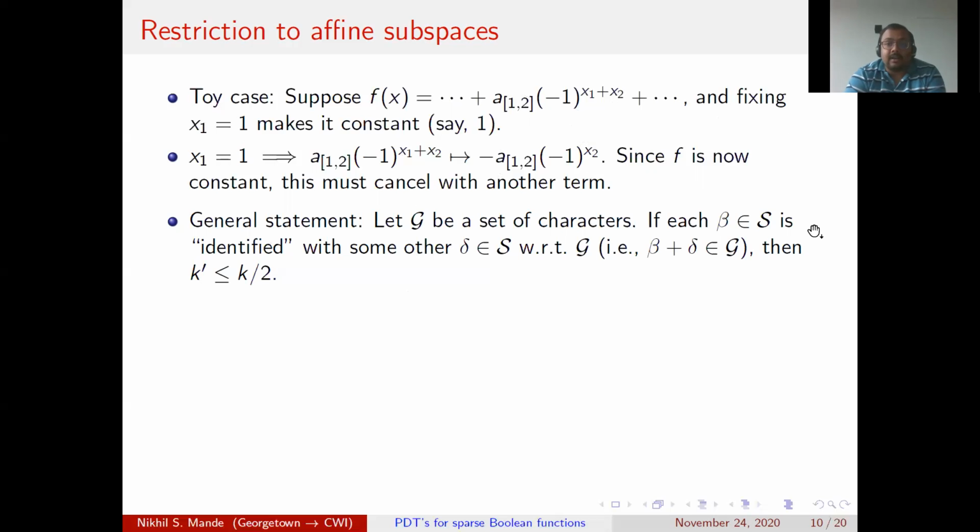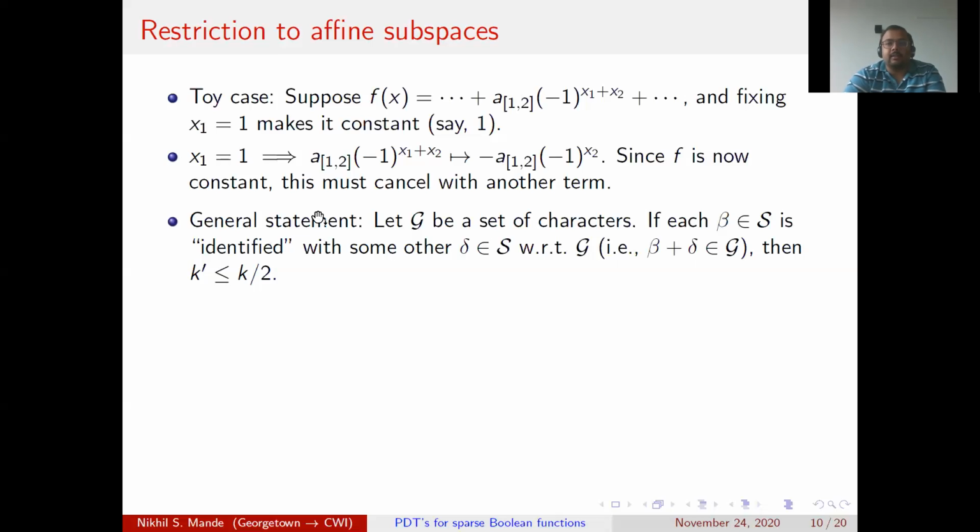So x2 and x1 plus x2 get identified under x1. And the Fourier sparsity is going to drop by a factor of 2. Because of this identification, these two terms which were contributing two terms to the sparsity in f are now contributing just one term.